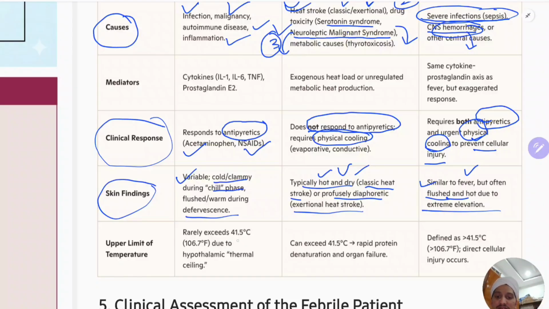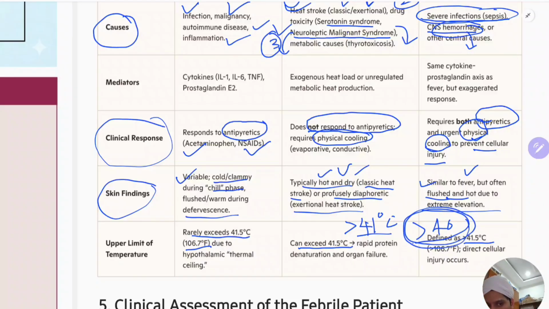So again, here temperature is given. Fever rarely exceeds 41.5 degrees Celsius, 106.7 degrees Fahrenheit. Hyperthermia can exceed 41.5 degrees, but according to Davidson, it is considered hyperthermia when it is more than 41 degrees Celsius. And hyperpyrexia was given as 41.5 degrees Celsius, but in Davidson, more than 40 is considered hyperpyrexia. The conservative value is 40. I think 40 is good.